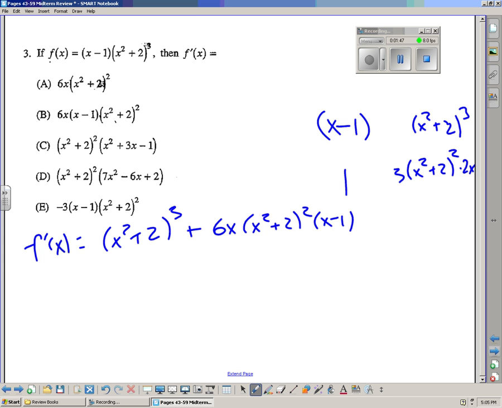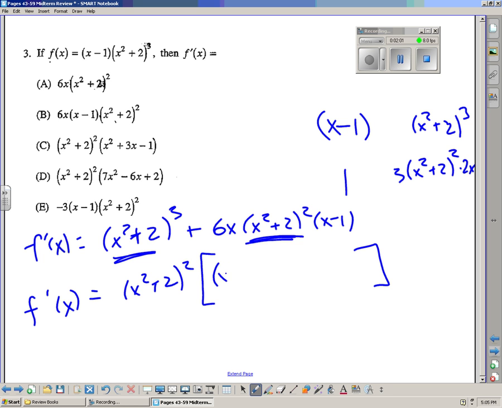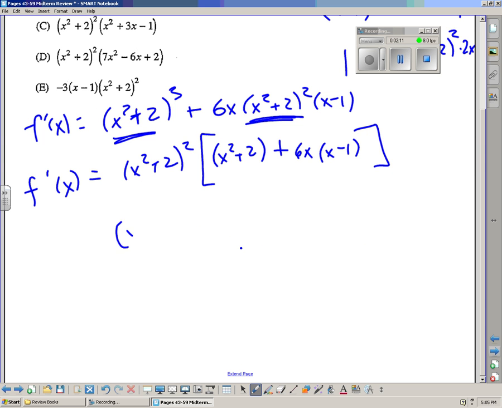So what they want us to do here is actually factor. They want us to factor out an x squared plus 2 squared. That is the GCF. So if we do that, we'll get x squared plus 2 squared outside. Inside we'll have x squared plus 2 to the first plus 6x times x minus 1. Okay, so now we can simplify that second factor.